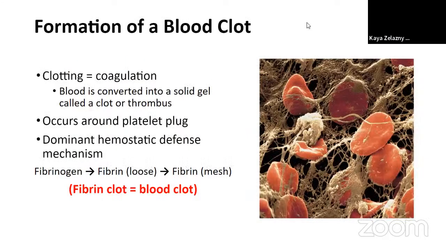So the blood clot itself is not made up of platelets. It's going to occur around the platelet plug. What we're really trying to build is a meshwork made of a protein called fibrin. So we say it's our dominant hemostatic defense mechanism. It's the main way we keep blood in our body. This is the main way we're going to heal this cut and keep blood from escaping.